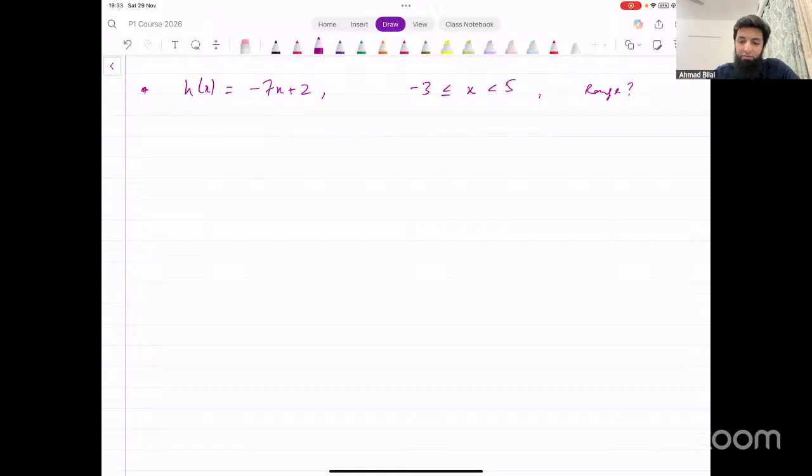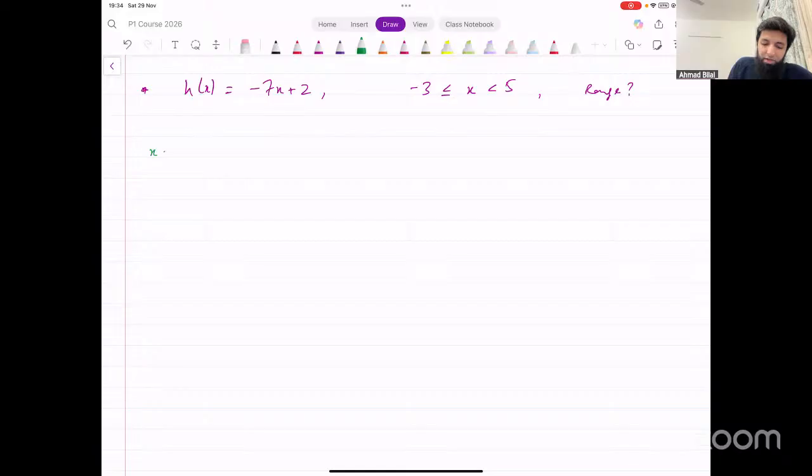Less than 23? You've got a two-sided interval, right? So x is between -3 and 5. So it's a closed interval on both sides. So the range would also look something like this, right? Okay, so how do we think about this? We can look at what happens at the endpoints -3 and 5.